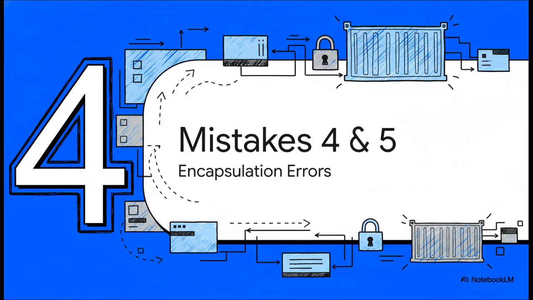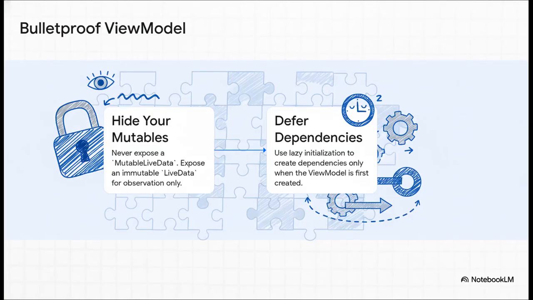Use it. Okay, our last 2 mistakes are a little different. They fall under the category of good software design, of encapsulation. These probably won't crash your app tomorrow, but they violate some core principles and lead to code that is messy, unpredictable, and a nightmare to maintain down the road. So here are 2 habits you need to build to make your view models absolutely bulletproof.